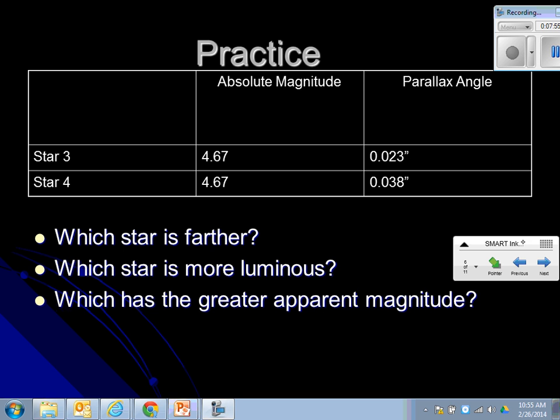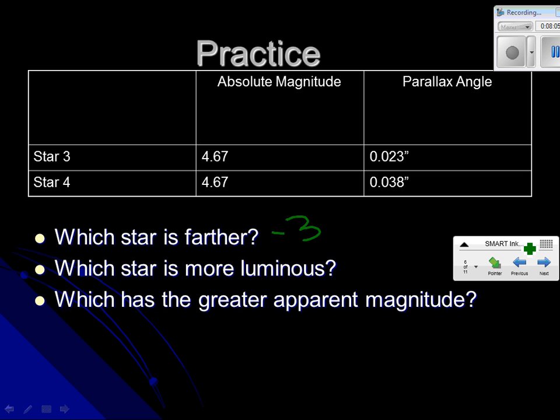Okay, let's try these. 2 new stars, 3 new questions. Which star is farther away? Star 3. And why do you say star 3? Smaller parallax angle. Okay, we'll go with star 3. Which star is more luminous? They are the same. Remember, absolute magnitude is their luminosity. So it is the same. It's really confusing though.